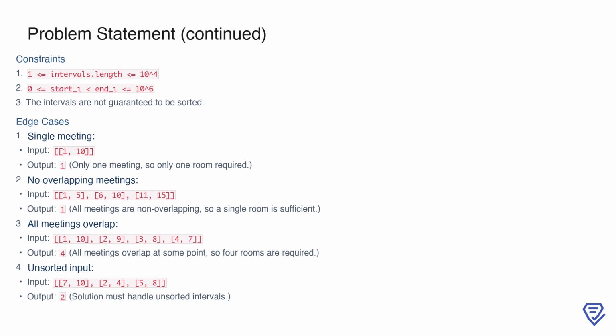However, if all meetings overlap, the number of rooms required will equal the total number of meetings. For example, with intervals [1, 10], [2, 9], [3, 8], [4, 7], where every meeting overlaps, we would need 4 rooms. Additionally, the solution must handle unsorted input, such as [7, 10], [2, 4], [5, 8], which still requires careful scheduling to determine the correct number of rooms.